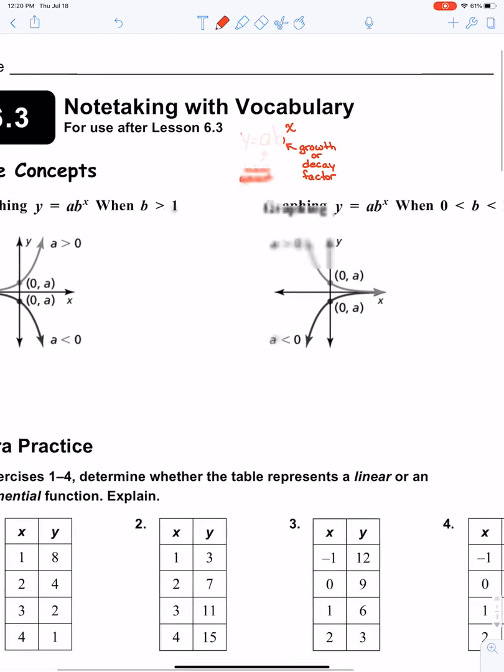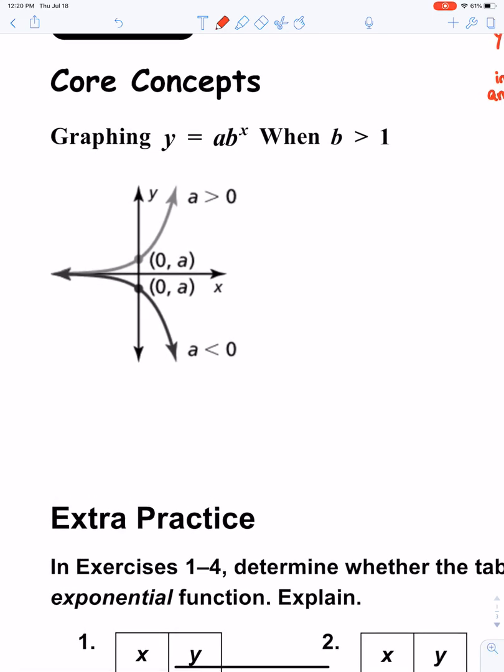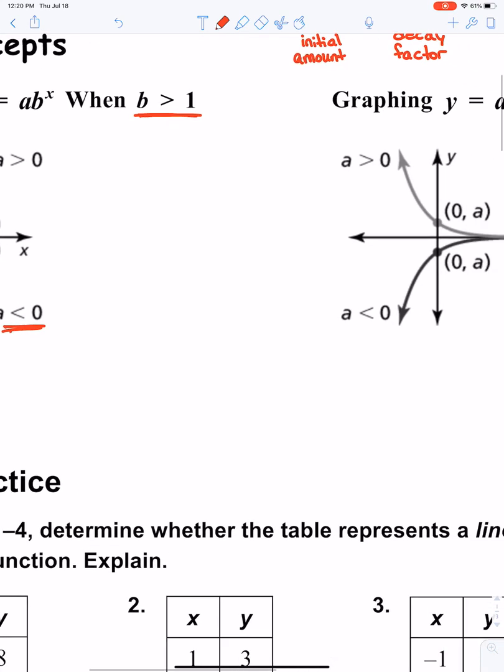If you look at the graph, this part of the graph here is showing exponential growth. This is when your B is greater than 1. Now this here is neither exponential growth nor exponential decay. This is just when your A is negative.